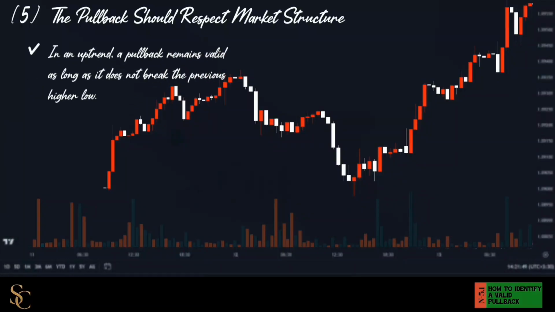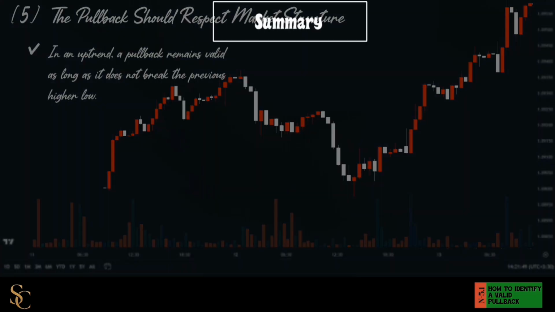In an uptrend, a pullback remains valid as long as it does not break the previous higher low. In a downtrend, it must not break the previous lower high. When the market structure is broken, it often suggests that the trend may be losing momentum or could be coming to an end. Trading pullbacks that violate these key levels can be risky, as the price may reverse sharply against your position. Understanding this helps you stay on the right side of the trend and avoid unnecessary losses.